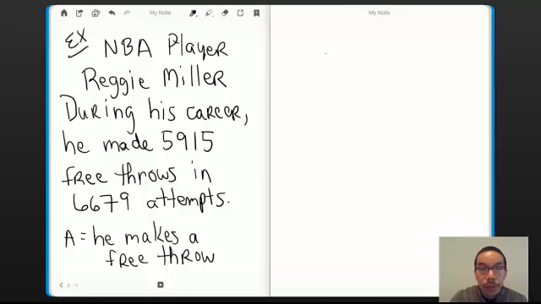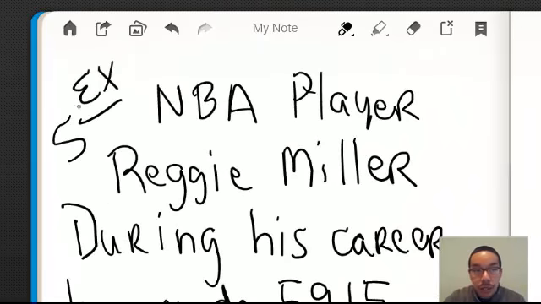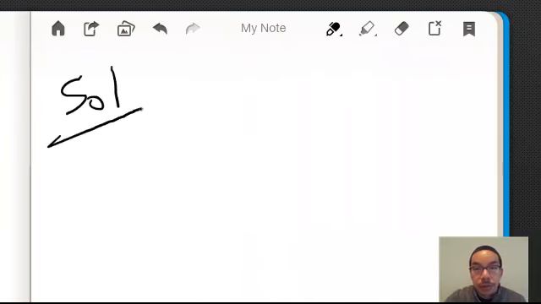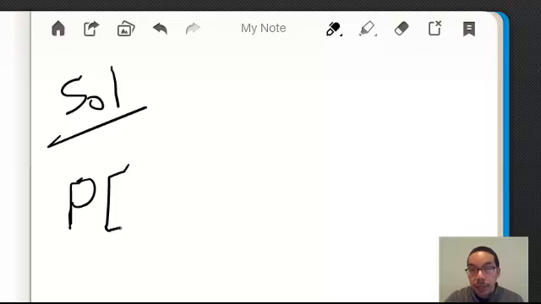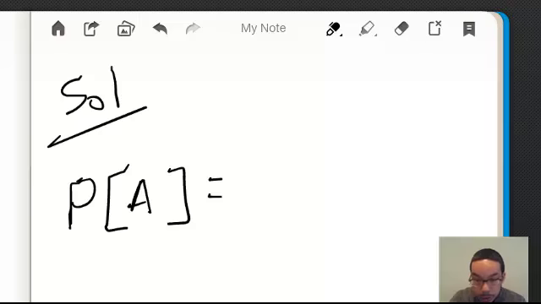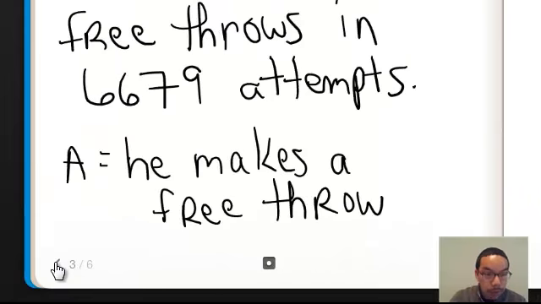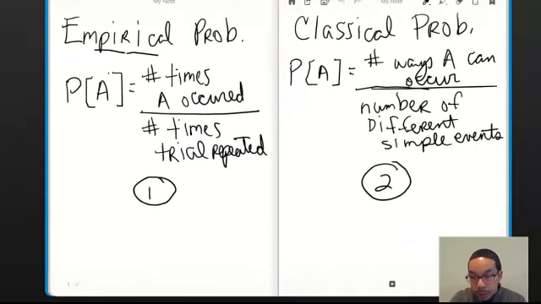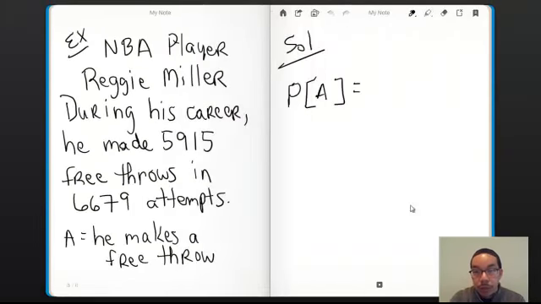We go over to the next page and create a solution. The solution is for us to use the empirical formula, the probability of event A occurring. If you need to look at the empirical formula, let's go back. The empirical formula had the number of times A occurred divided by the number of trials repeated. That fits perfectly with our example.